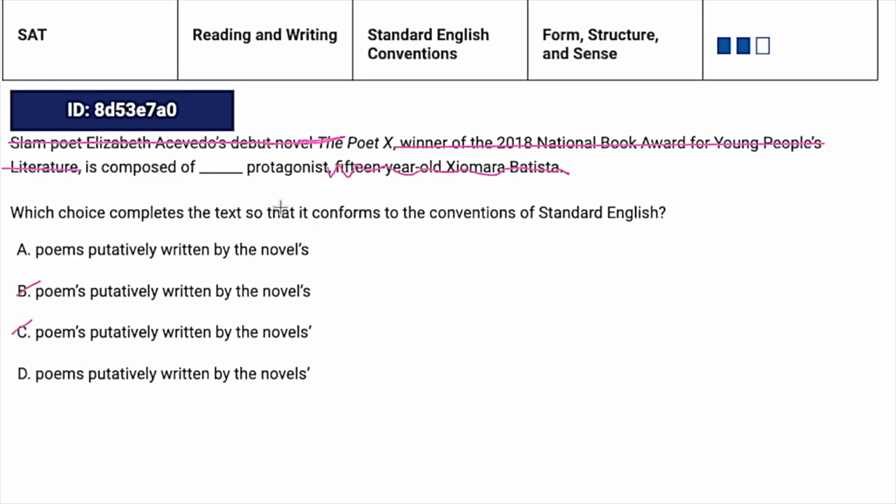And then the novel's protagonist. Does the protagonist belong to the novel? Yes, every novel has one protagonist usually. So it is that novel's protagonist. Do we have more than one novel? No, we know it's Poet X, this one novel. So we need singular, possessive, A.